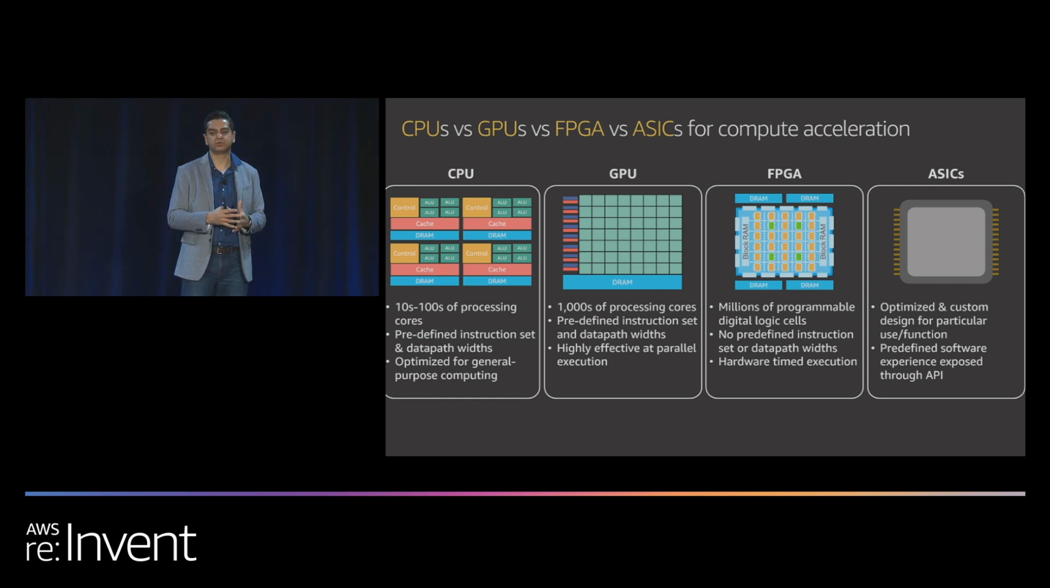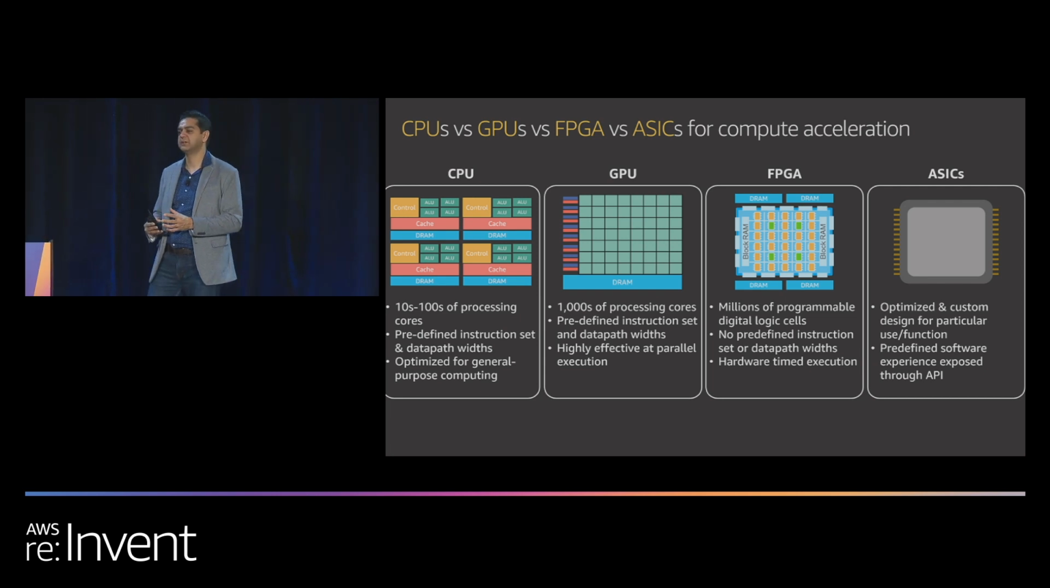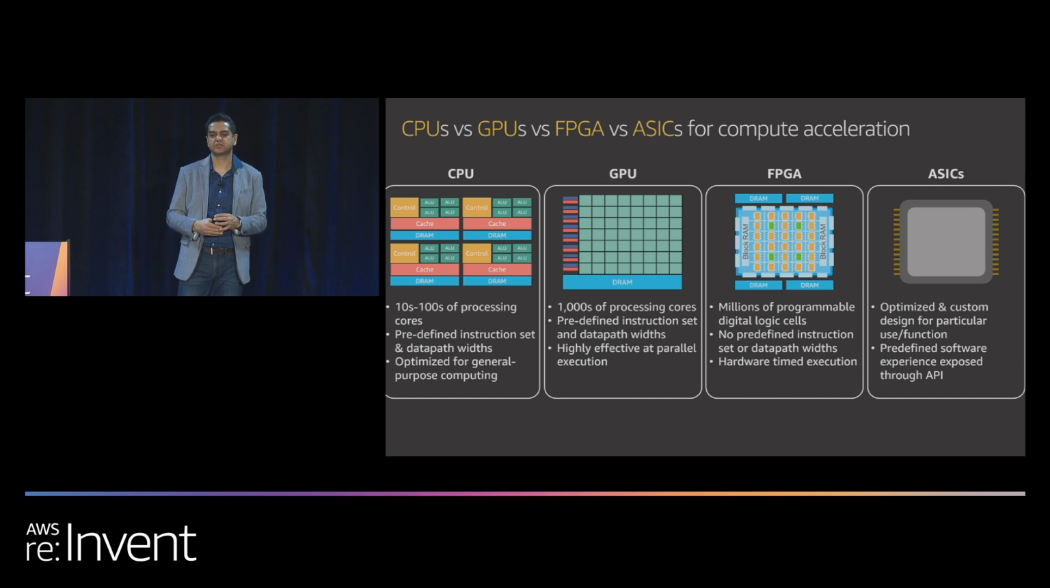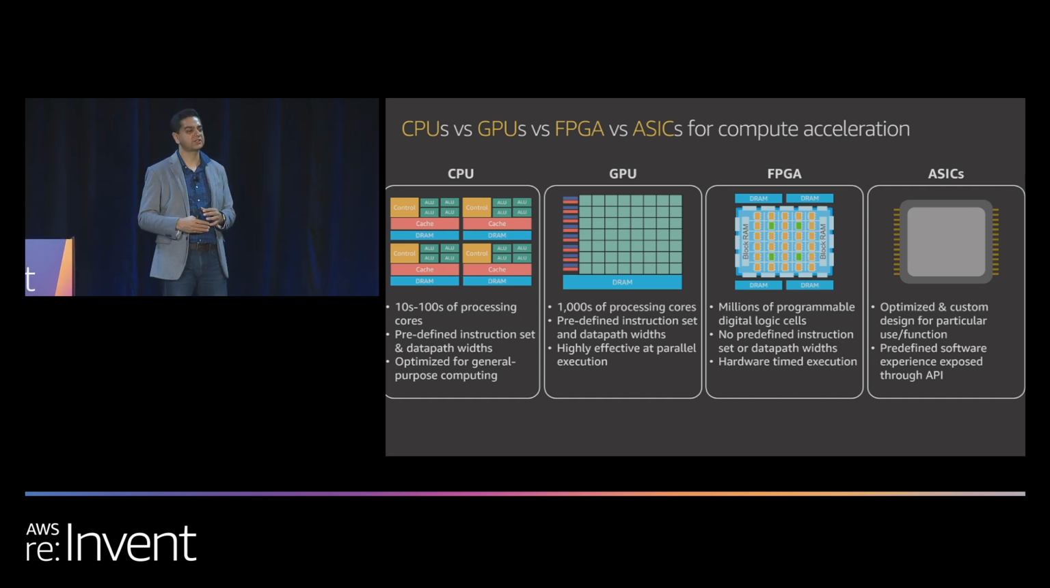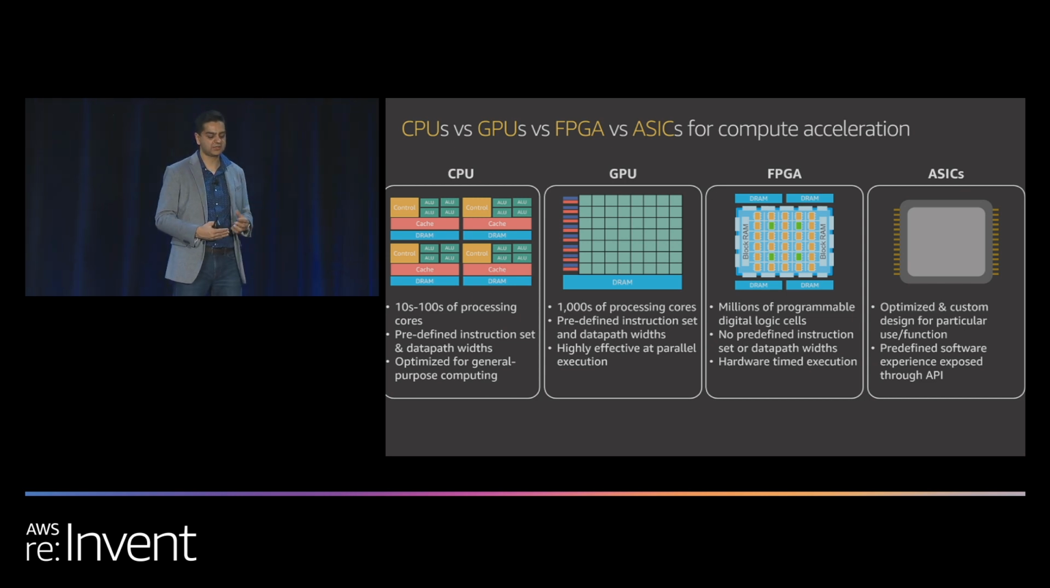And like I mentioned earlier, really well suited for general purpose applications. GPUs, on the other hand, have thousands of processing cores. In the latest GPU that NVIDIA has, which is the Volta V100, they have over 5,000 processing cores. Similar to CPUs, they come with a predefined instruction set. But just because of their architecture, where they have these thousands of processing cores, they're really effective for applications that have parallelized processing tasks.